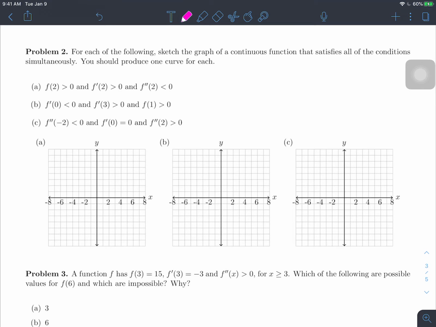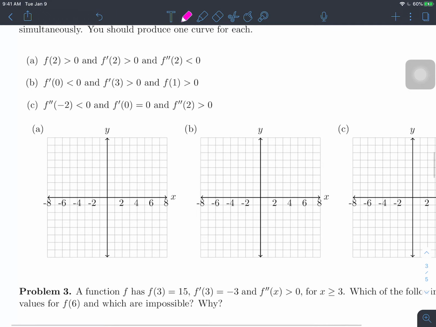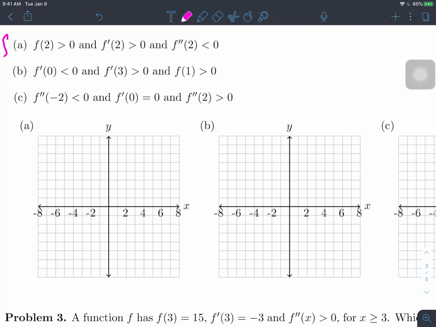All right. So Kevin has kindly volunteered his paper, so we're going to try to replicate his drawing here and see if we agree. So we're doing part A, and we've got f of 2 larger than 0, f prime of 2 greater than 0, and f double prime of 2 is less than 0. Okay? So this is the graph that Kevin drew on his paper. Looks like it's going through this point right here, and it's bending like this.